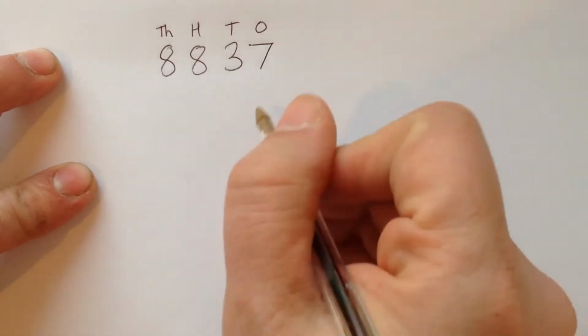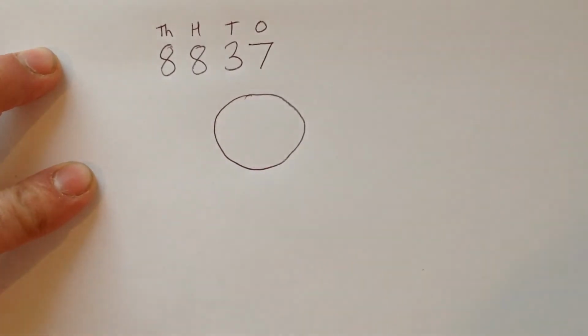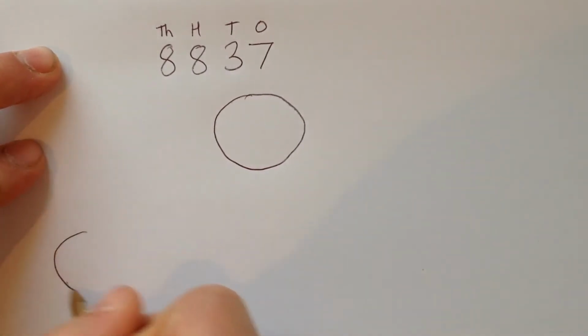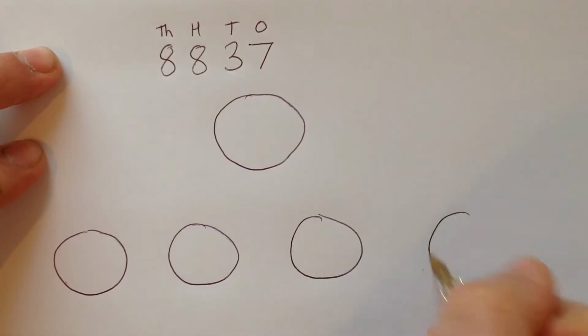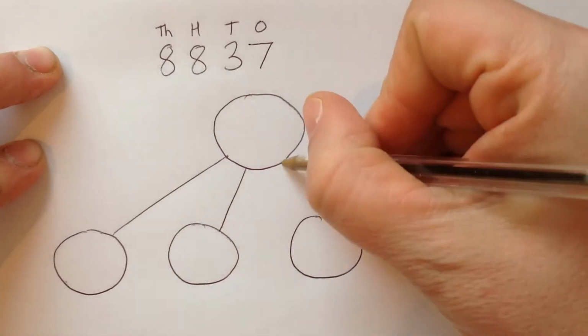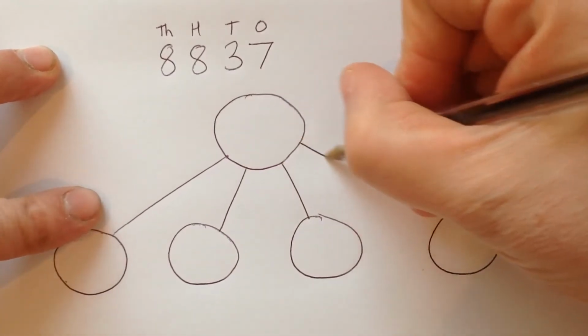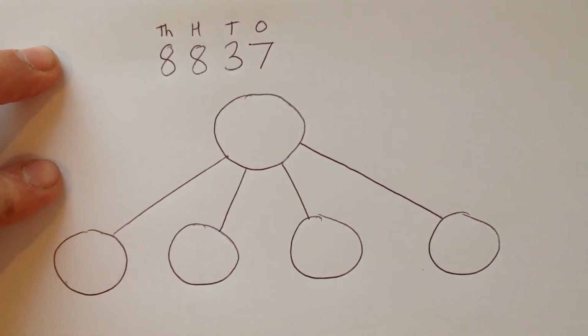So to do my part whole model, as always, I start with one circle that's going to have my whole number, and then I'm going to have the 4 parts, 1, 2, 3 and 4, and I'm going to join them together with some lines like so. I'm using pen today so that you can see it really clearly on the camera. Of course you can do this with a pencil.